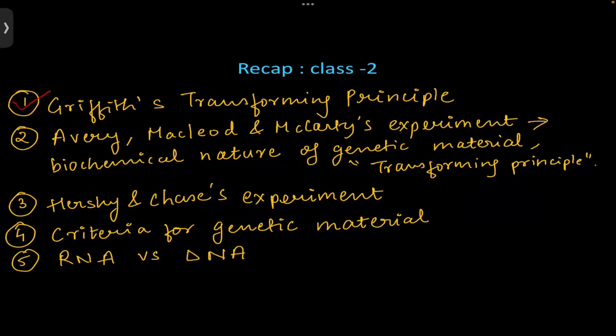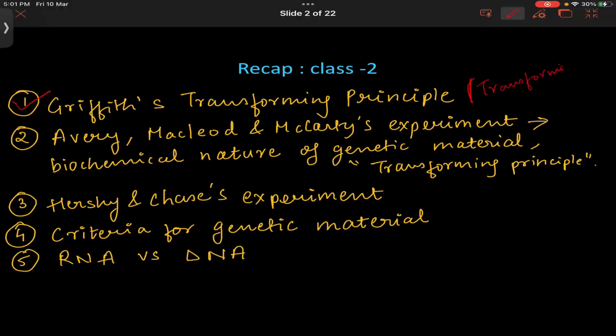the mice who were injected with a mixture of heat-killed S-strain bacteria and live R-strain bacteria, those mice died. So his experiment is also called a transformation. His experiment is still done today to genetically transform various kinds of bacterial and mammalian cells.